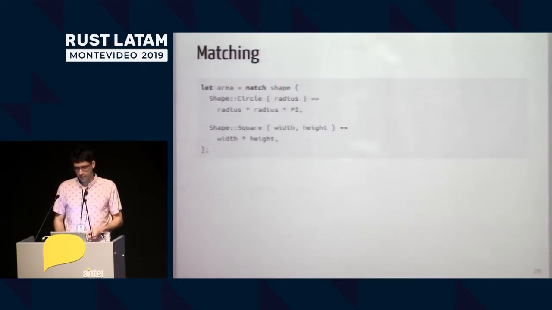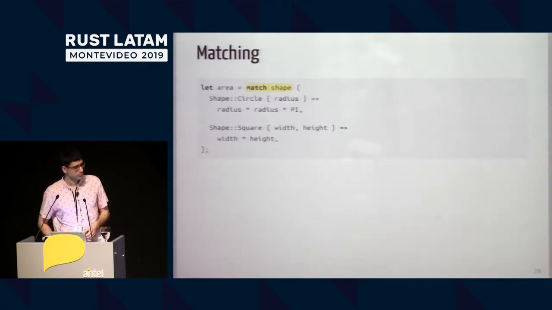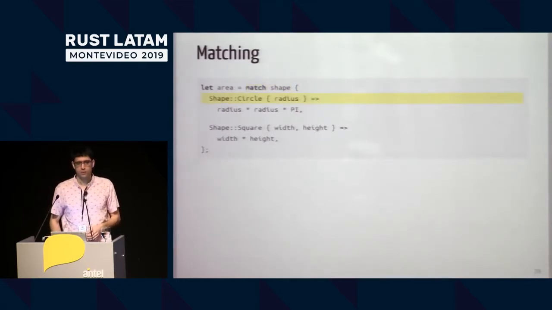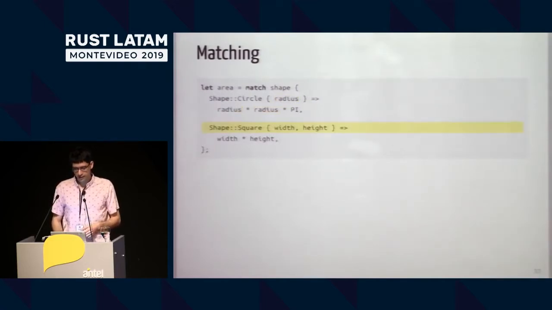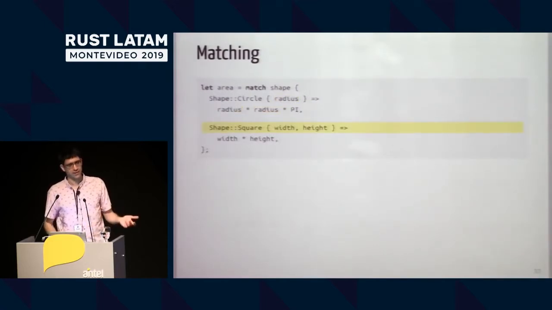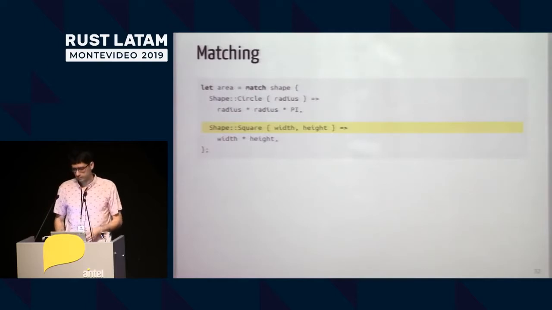And then you can do things like match across them. So you say, well, let me look at that shape. If it was a circle, then I'm going to run this code, which is computing the area in this case. And when I'm running that code, I get access to the field radius, but I don't have access to these other fields, width and height, that don't apply in this case. And similarly, if it were a square, then I get access to width and height, but not the radius. So that's pretty useful. And this kind of enums are something we use everywhere in Rust, right?